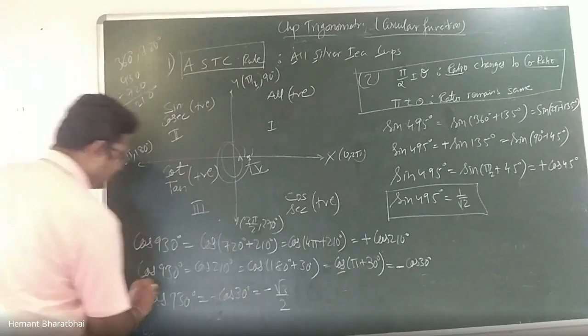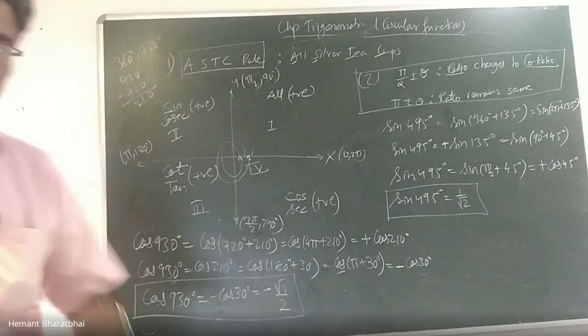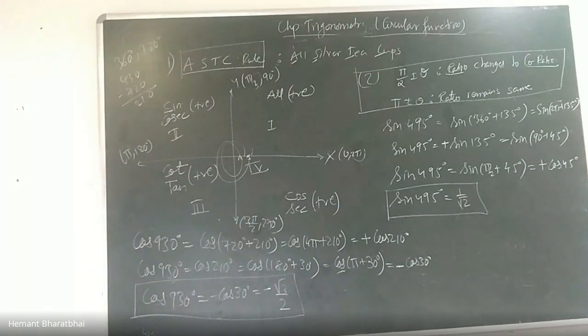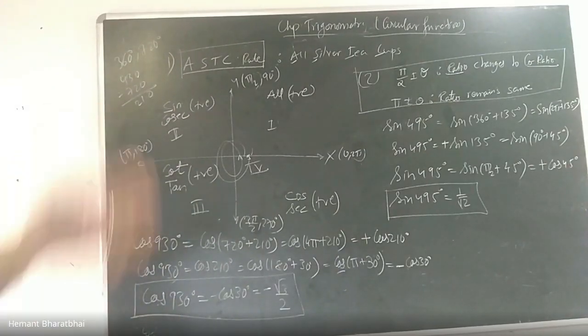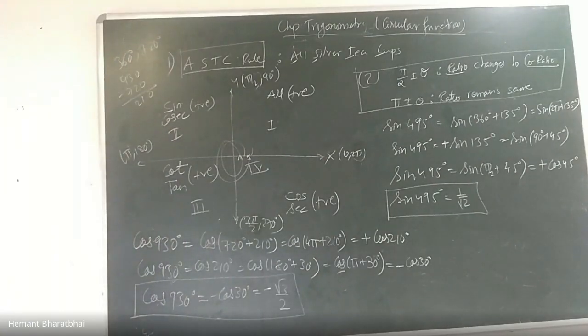Therefore, I get the value of cos of 930 degrees is equal to minus root 3 by 2. So this is how you can find the values of any trigonometric ratio for any angle by using this rule, ASTC, and the second rule together.